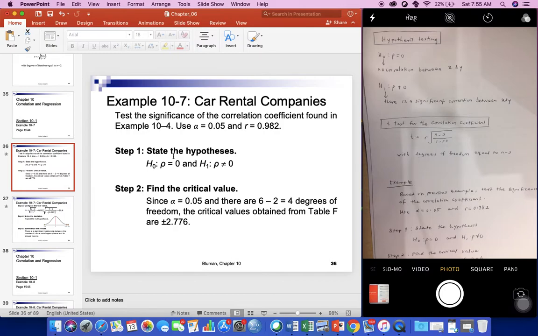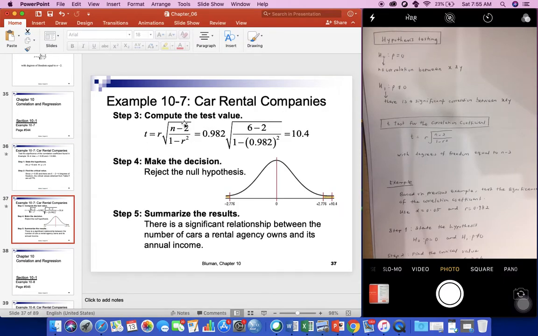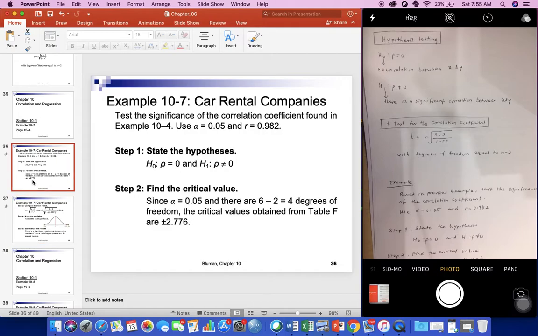Okay, so we have 5 steps as usual. The first step is to state the hypothesis. The second step is to find the critical value. The third step is to compute the test value. Step 4 is to make the decision. And the last step is to summarize the results. First one, state the hypothesis.